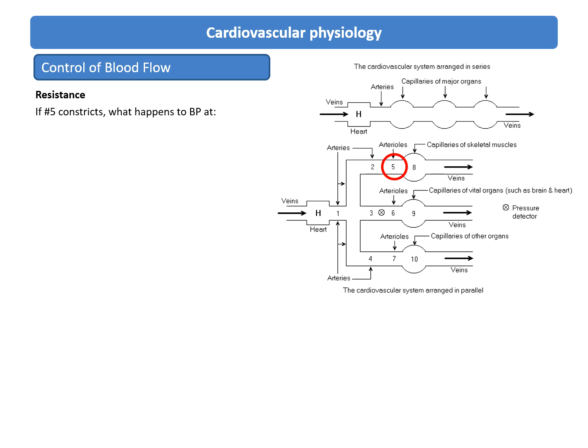Well, what about the resistance? What happens when it changes? If there's a constriction in the arterioles at number 5, what happens to blood pressure at number 2? Well, the constriction hinders the flow of blood. Pressure would build up before the constriction, so the pressure increases. What would happen to the blood pressure at 8? Well, the constriction hinders the flow of blood beyond it, so the pressure decreases.